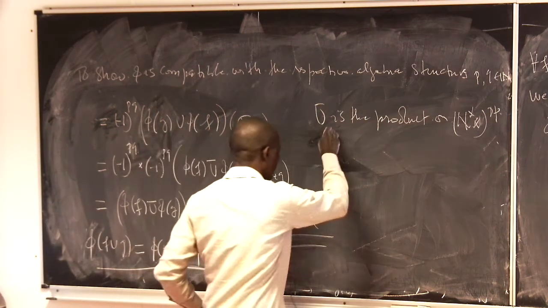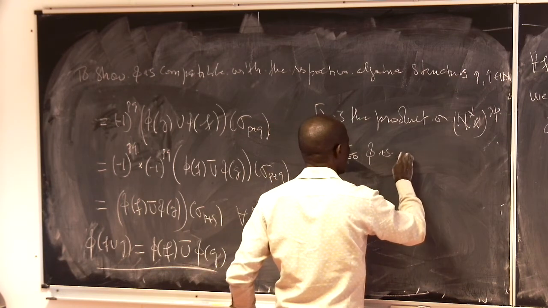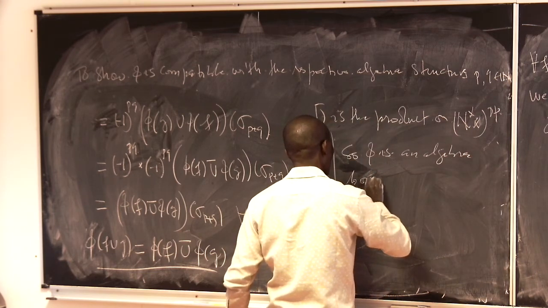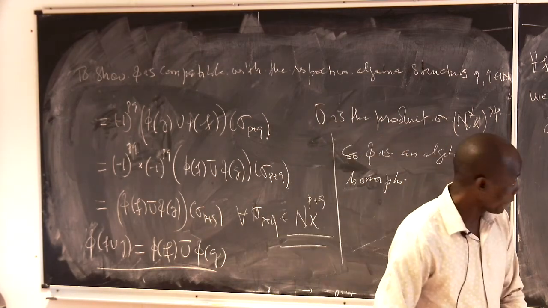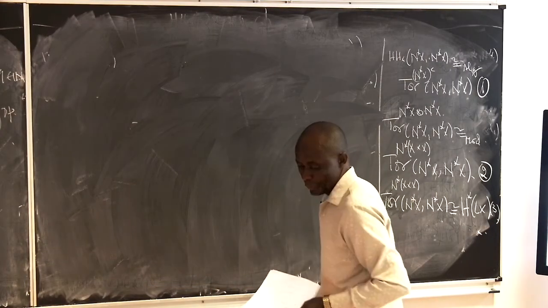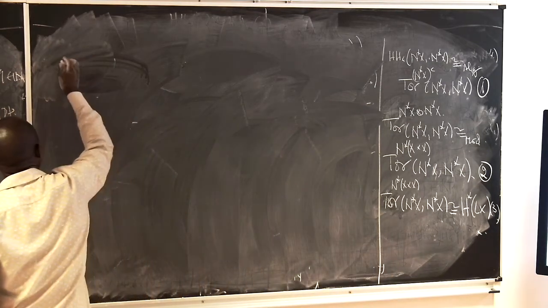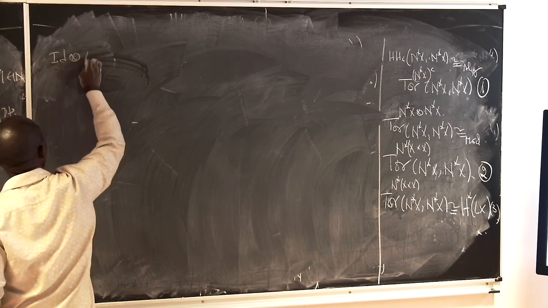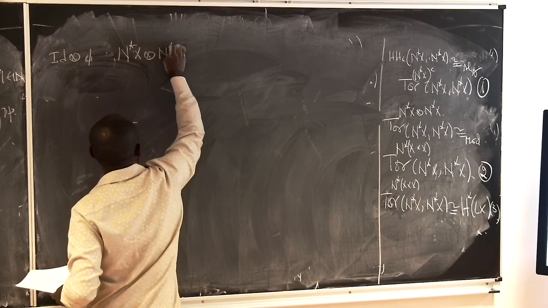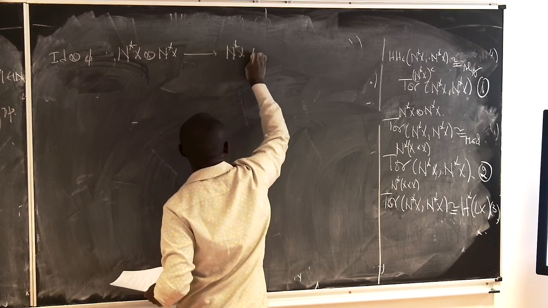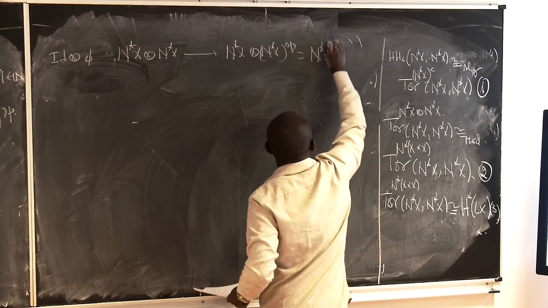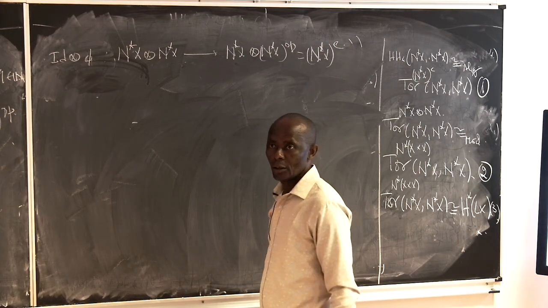So phi is an algebra homomorphism. Okay, now that we have shown that phi is a morphism of algebras, we just have to tensor it by the identity, and then we have something from tensor N X to N X tensor N X opposite algebra here, which is this two product here, the enveloping algebra here. And I have finished.